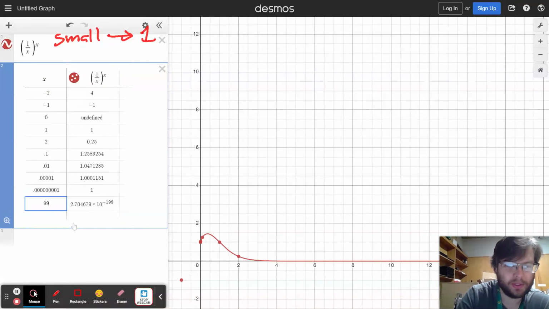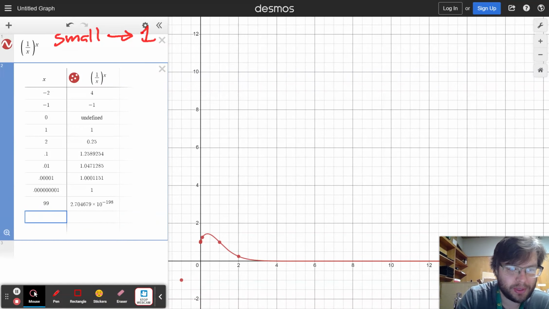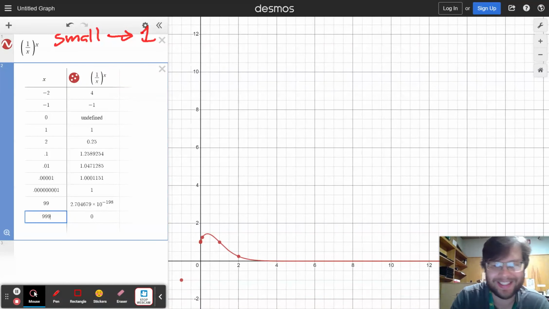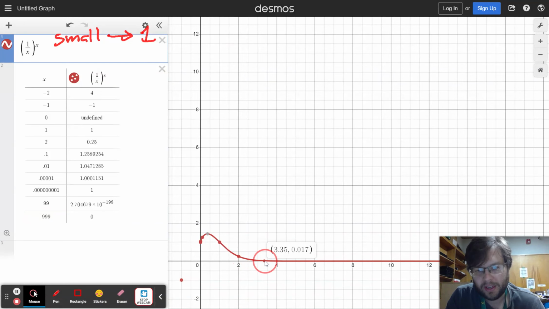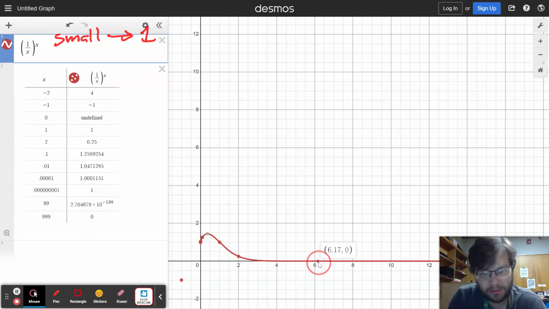Now let's do the same thing we did with 1 over x and plug in big numbers. When I plugged in 99, you see this negative 198 power? That's crazy small. 999, it even says it's equal to 0. It's not technically equal to 0, it's just so darn close to 0 you couldn't tell the difference. As I slide over to the right, notice that even when I'm only at x equals 3, x equals 4, my y value is practically 0. It tells me my y value is 0 as I slide to the right.